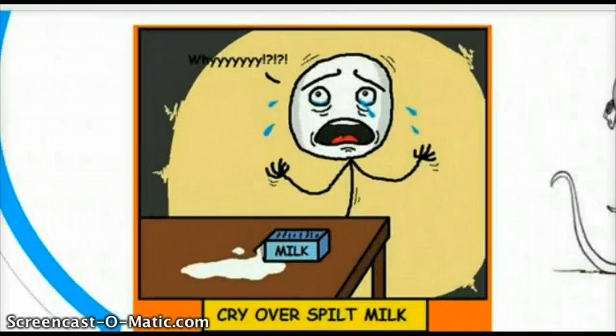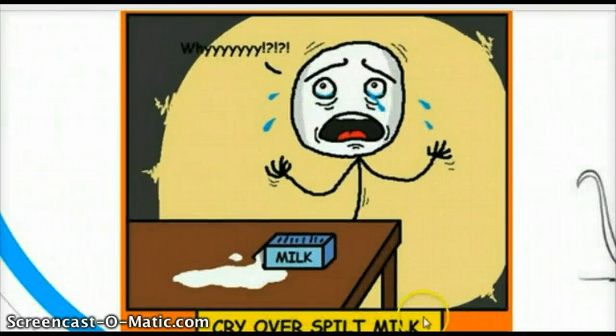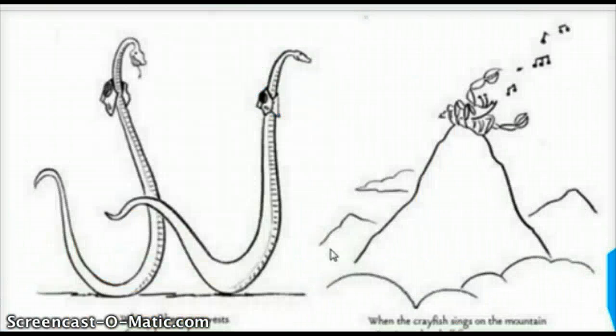So here's our culture. Crying over spilt milk. Okay, that is an idiom in our culture. Now, we're not actually literally crying over spilt milk. This phrase is supposed to mean don't cry over small things. So we understand that in our culture, but let's find ones that are not from our culture. Or when pigs fly.